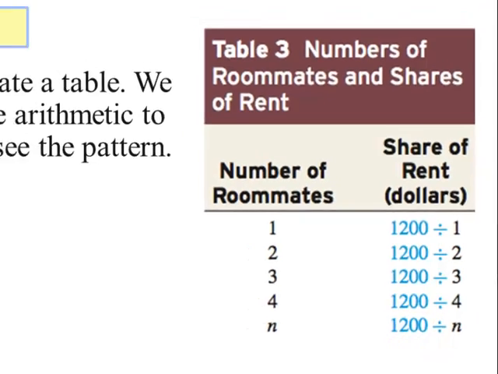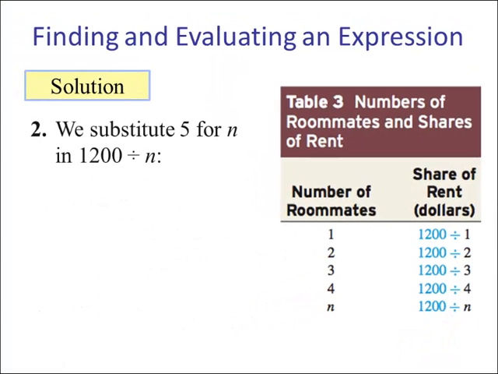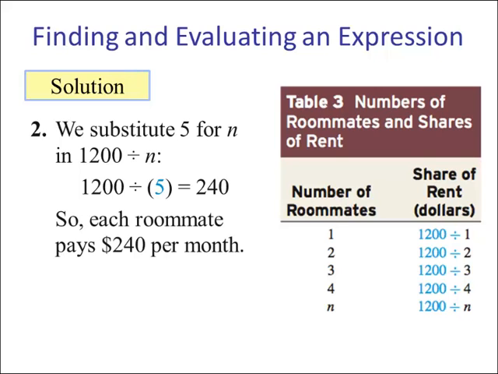This is our expression. Number 2, if we substitute 5 for n in our expression, we have 1,200 divided by 5, which is $240. So to interpret this, we would say each roommate would have to pay $240 per month.